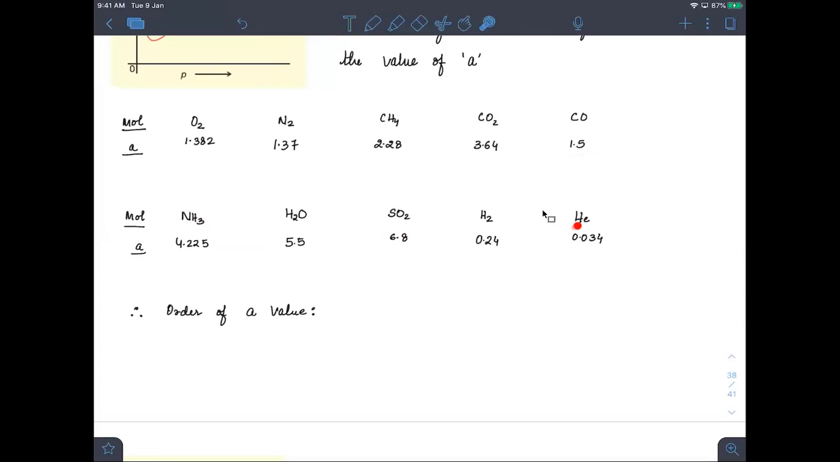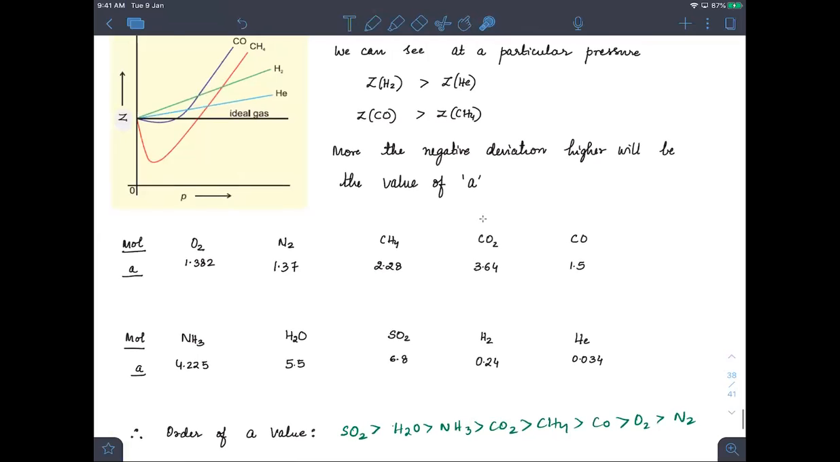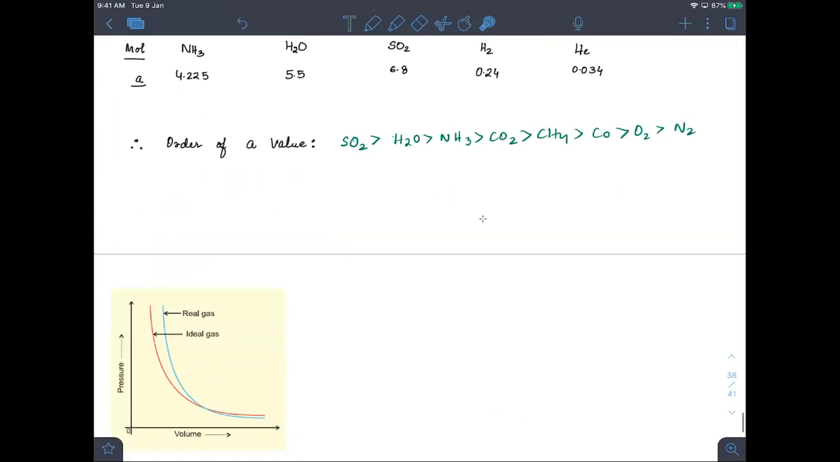So if you compare all the values of A, we will get a certain order here. Which has the highest value out of all of these? SO2 has the highest value, more than ammonia, which is around 4.225. Then water H2O, then NH3, then carbon dioxide, then methane, then carbon monoxide, then oxygen, then nitrogen. This much you must remember, how it varies with the values of A. These are the cases you must know, how things are changing with respect to Z.